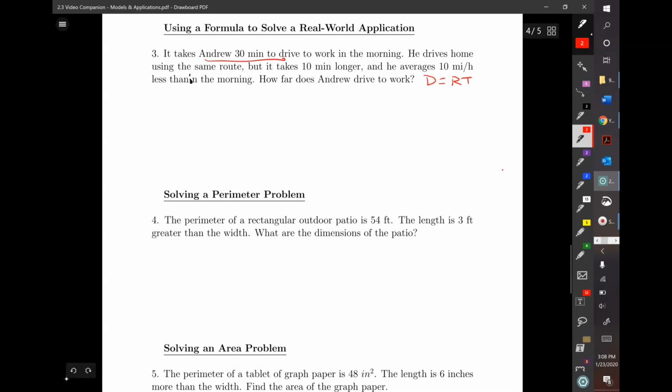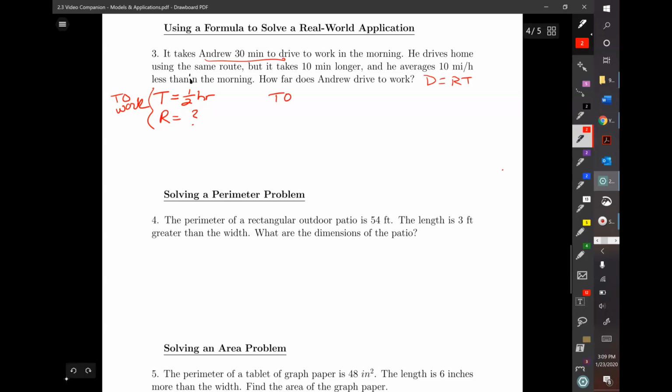So the time to work, I'm going to call that T, is 30 minutes. So T equals a half hour, since our other information is given in miles per hour. We'll just write that right out the gate. And then the rate for to work, this is the to-work info, the rate is just R. We don't know it, so I'm just going to leave it as R.